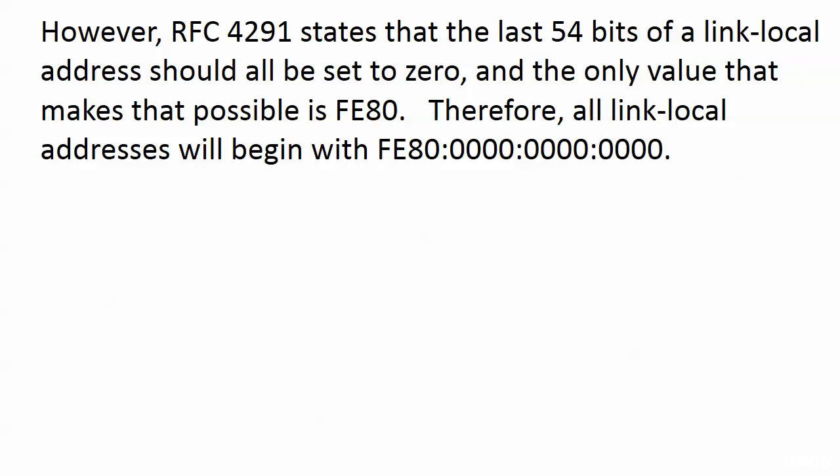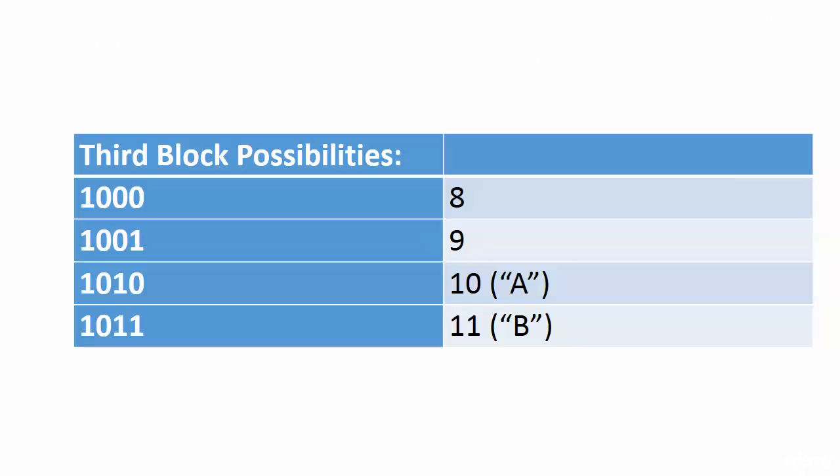Well, the request for comments, which is a highly technical document that you're welcome to go out and read, you don't need to do so for the exam, but you are going to see these RFCs referred to from time to time. And this is RFC 4291. And it states the last 54 bits of a link local address should all be set to 0. Well, out of these 4 values, the only one that allows that is the 8.